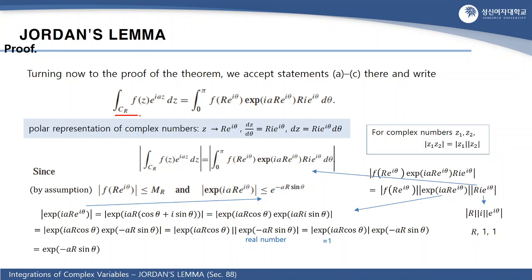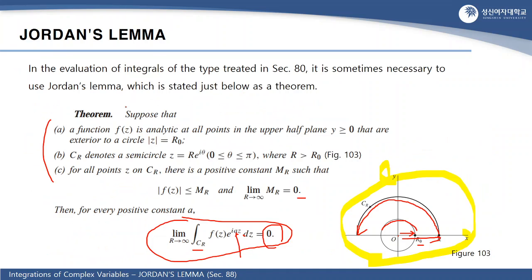of f of g times exponential of i a times g dg, where C sub R is a semicircle on the upper half of the complex plane with radius capital R. Here we can see the figure for this.